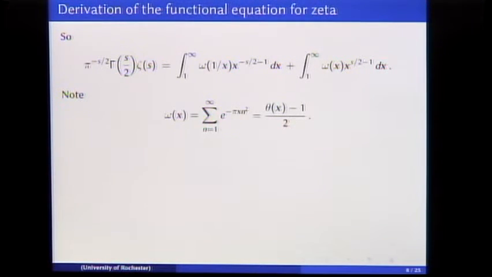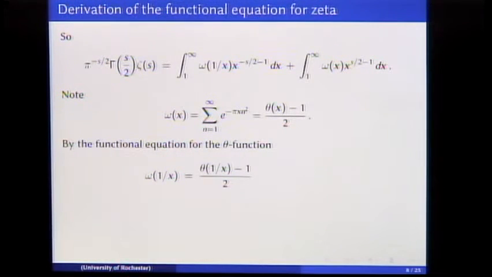Now we note from the definition of theta that omega is theta minus 1 over 2. The n equals 0 term in here is 1, and that should be in theta, so we subtract it off. Then the negative integers and the positive integers for this function give you the same value, so you divide by 2. So this is the relation between omega and theta.